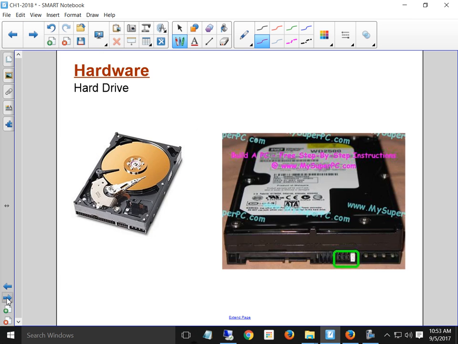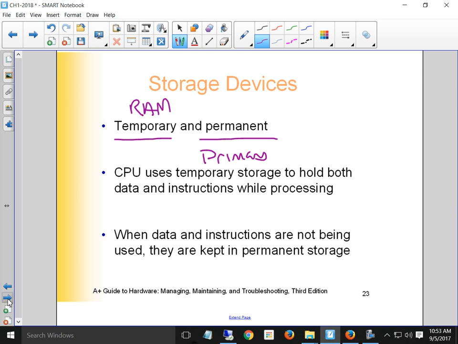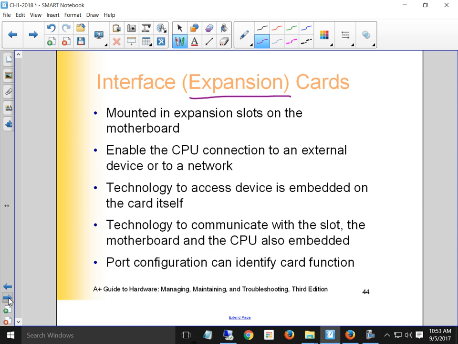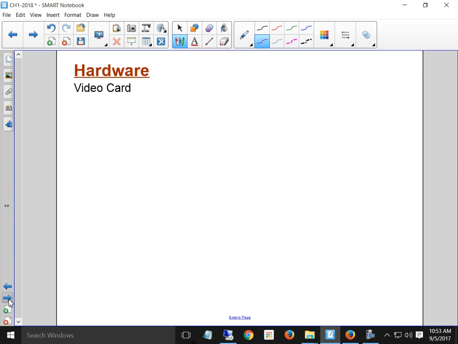Okay? So that was our first class objective. Our second class objective, if I can get back there, would be easier if I use the arrow button a little bit. Okay.